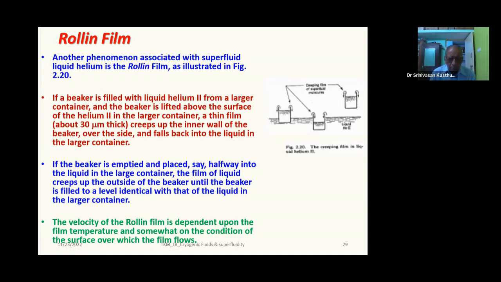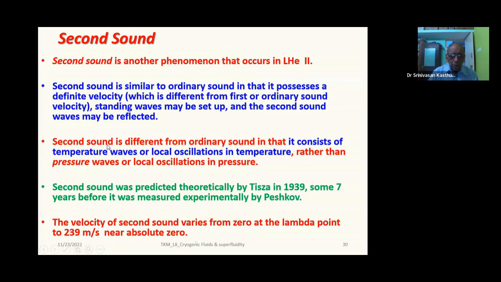If the beaker is emptied and placed inside the liquid of the larger container, then the film again creeps up from the outside of the beaker and enters into the liquid and fills, and the level becomes identical with that of the liquid in the large container. The velocity of this roll-in film depends upon the film temperature and also the surface conditions over which the film is moving. Okay, so these are some of the things.